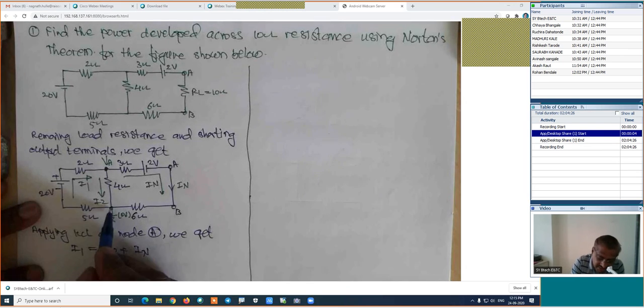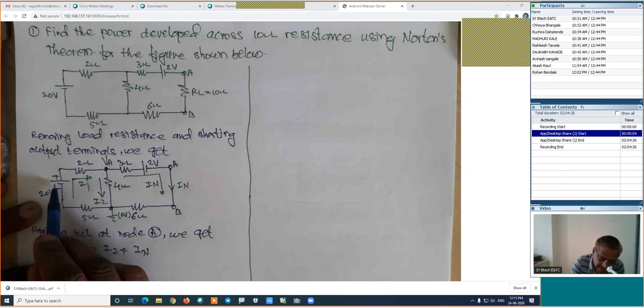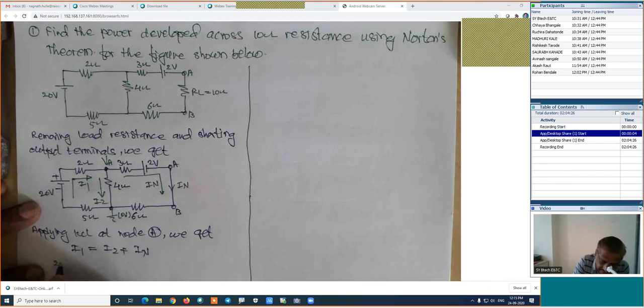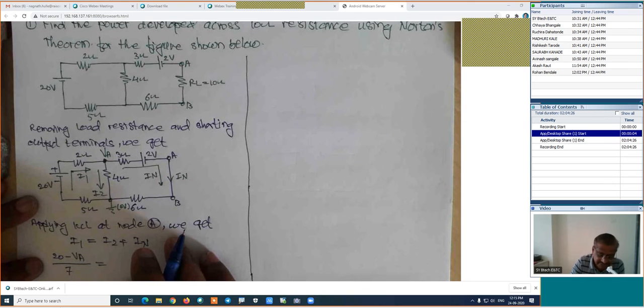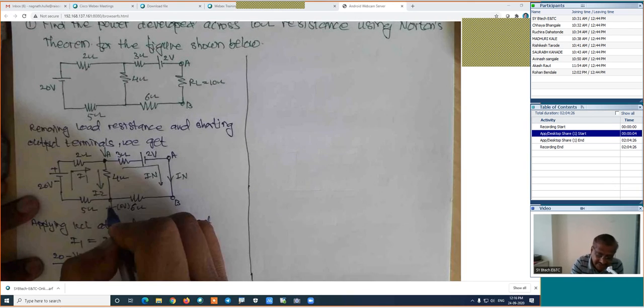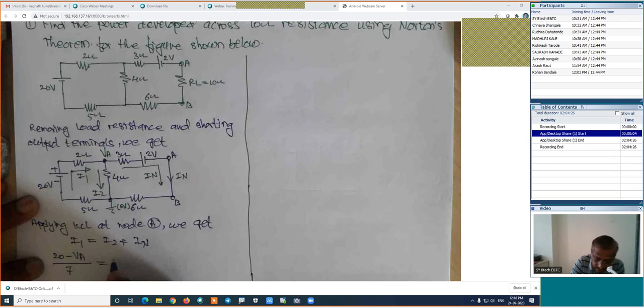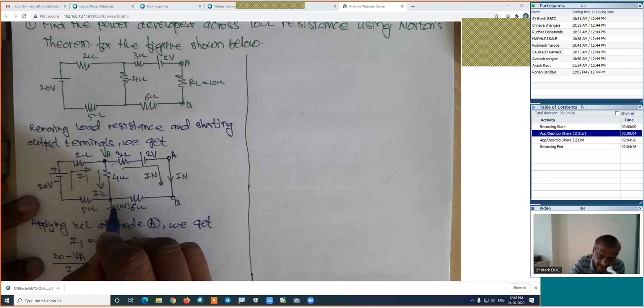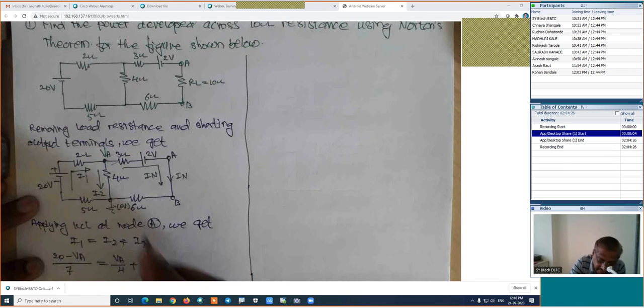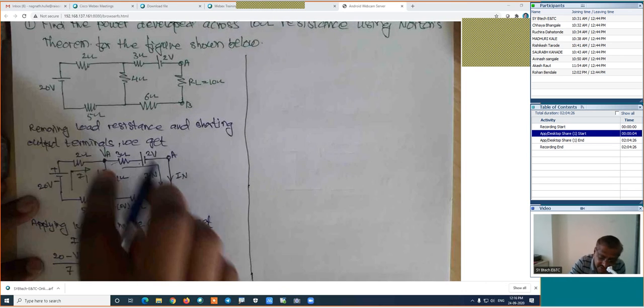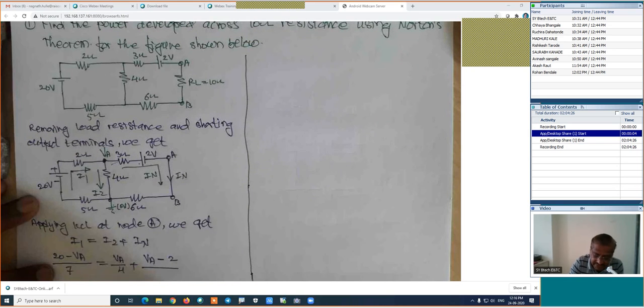How is I1? 0 plus 20 minus VA, divided by the resistance, that is 5 plus 2, which is 7, which is equal to I2, the current in this branch, VA divided by 4, plus IN. IN is the current in this branch. It is VA minus 2, as we are traveling from positive to negative, divided by the resistance of this complete branch, that is 3 plus 6, which is 9.